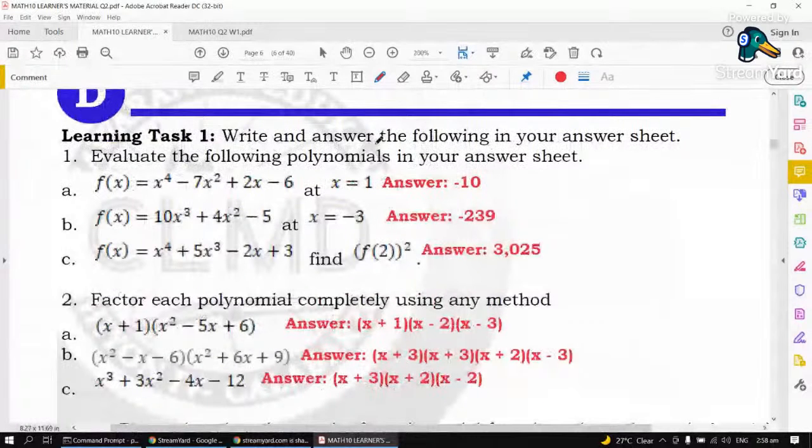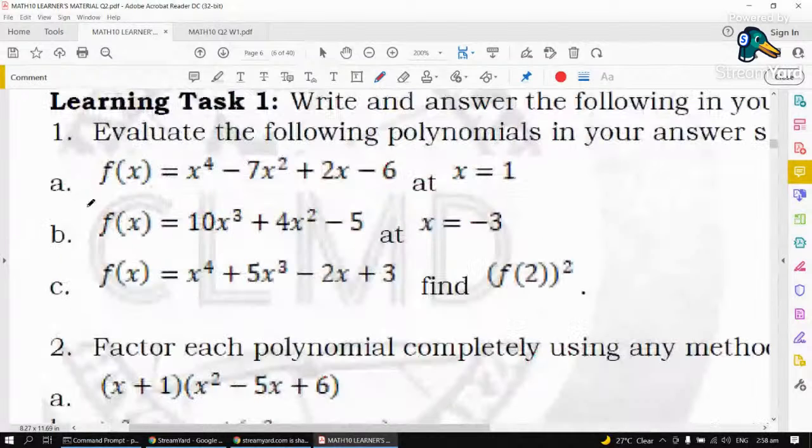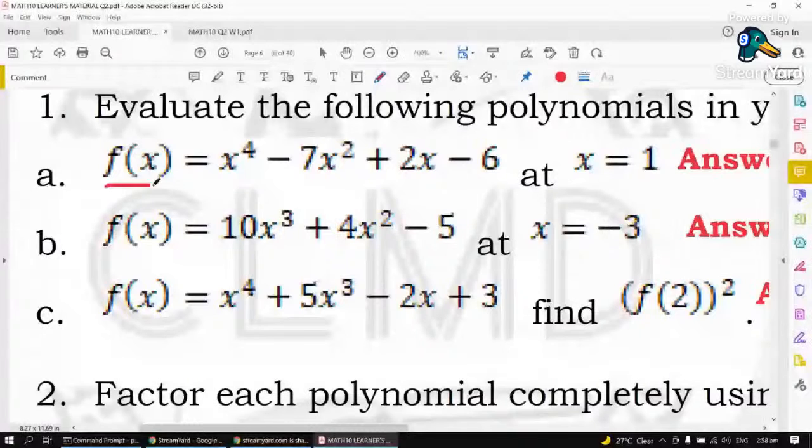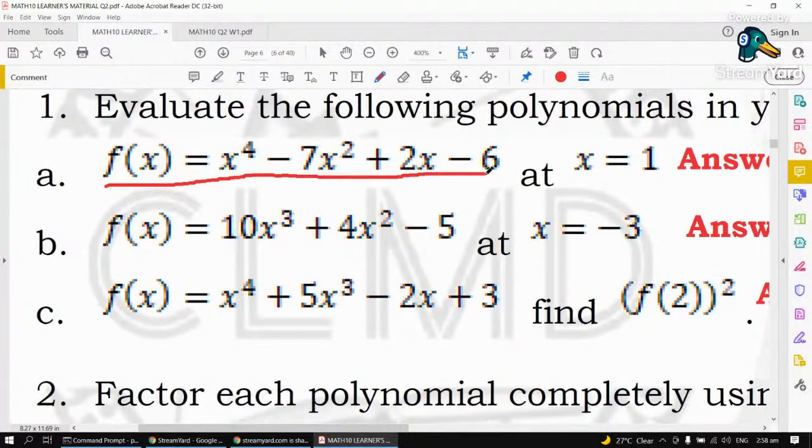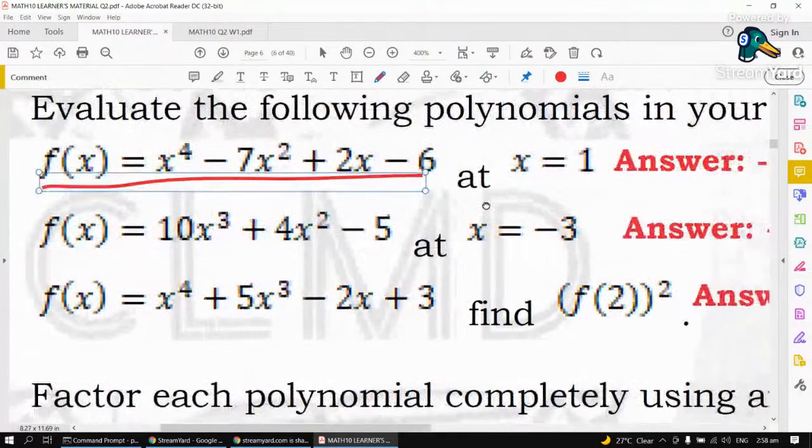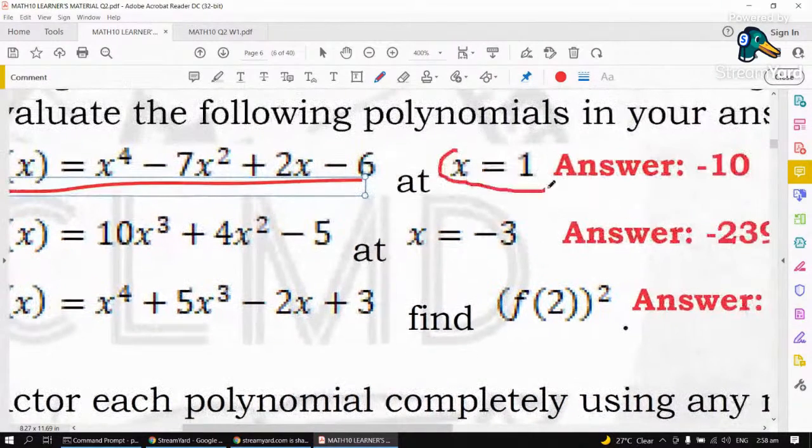write the answer, the following in your answer sheet. Evaluate the following problem in your answer sheet. Okay, so given this function, f of x is equal to x to the 4 minus 7x squared plus 2x minus 6 at x is equal to 1.